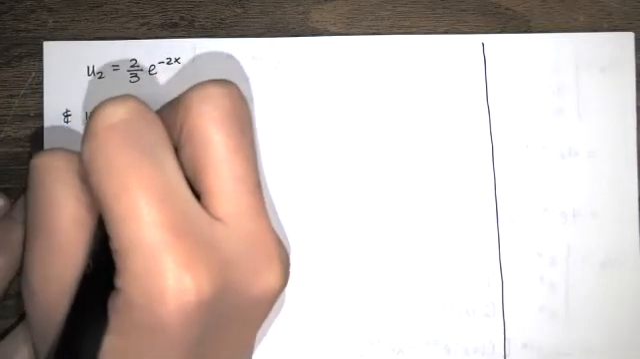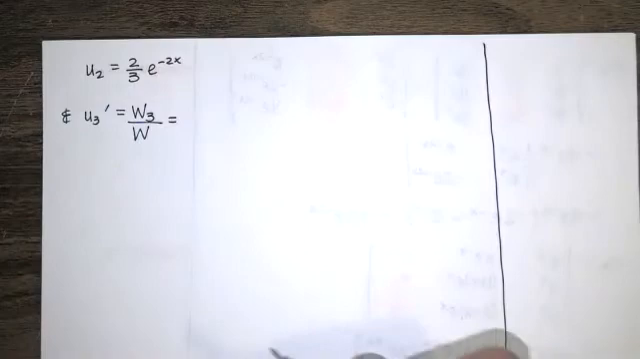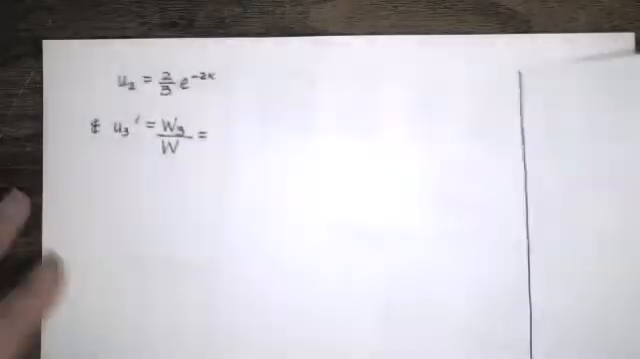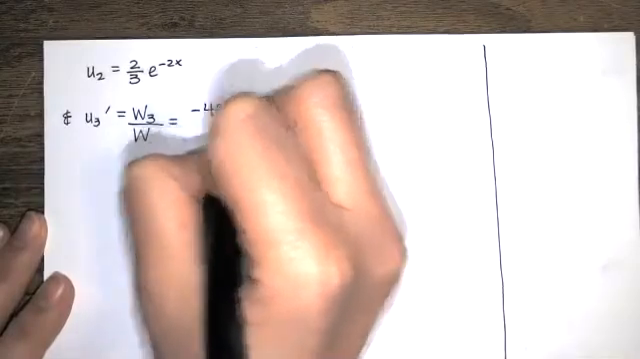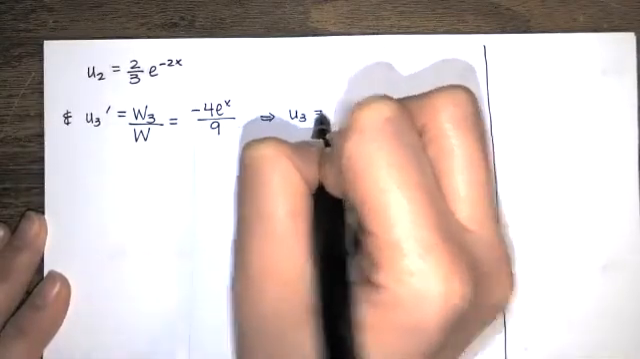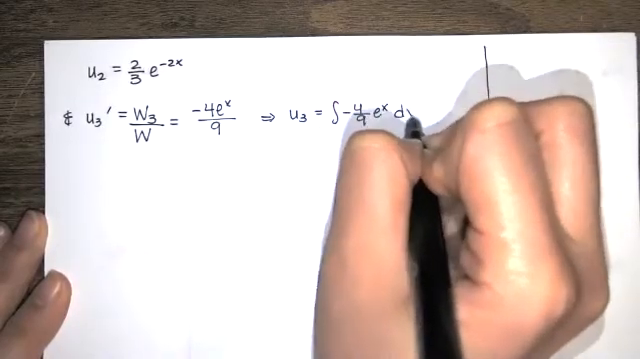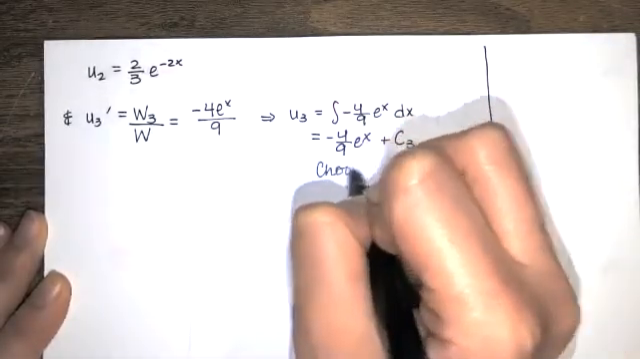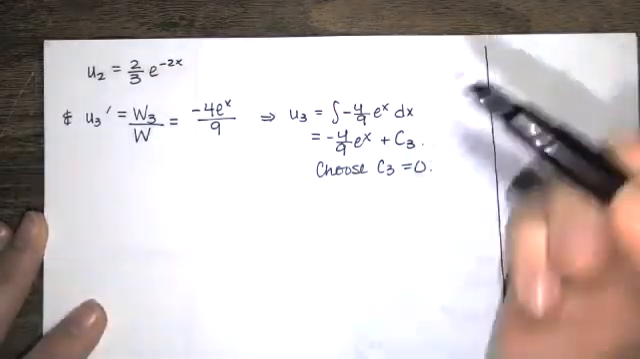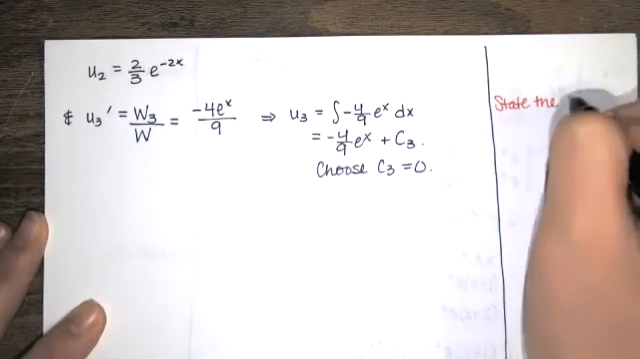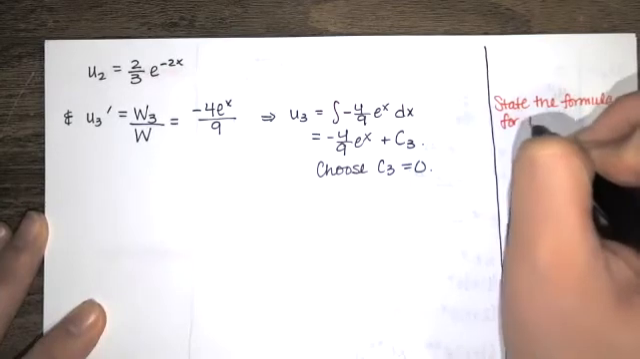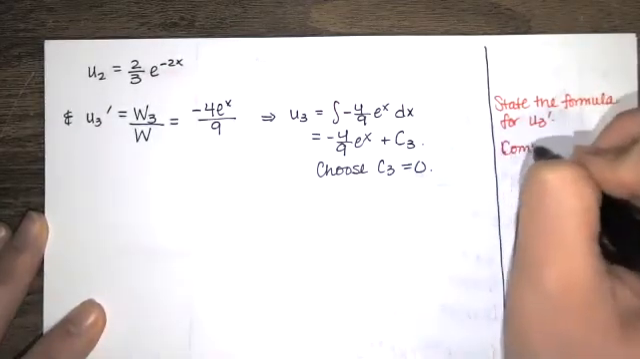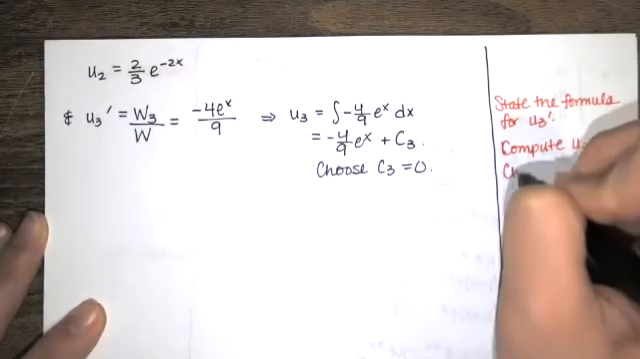Okay, and then we're going to find u sub 3 prime. That's w sub 3 over w. And w sub 3 was -4 e to the x. Well, that's the nicest, easiest one to solve. So u sub 3 is the antiderivative of this, which is just the same function plus a constant, and we'll choose the constant to be 0. So we state the formula for u sub 3 prime. Then we compute u sub 3, and then we choose the constant to be 0.